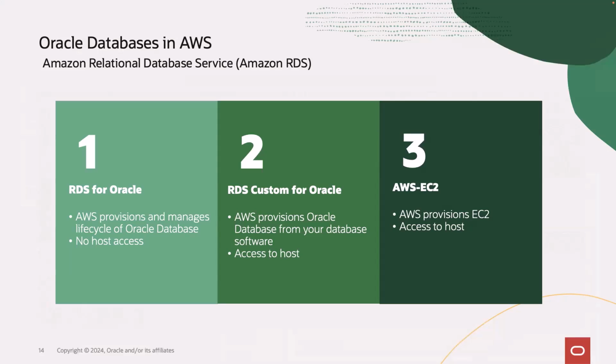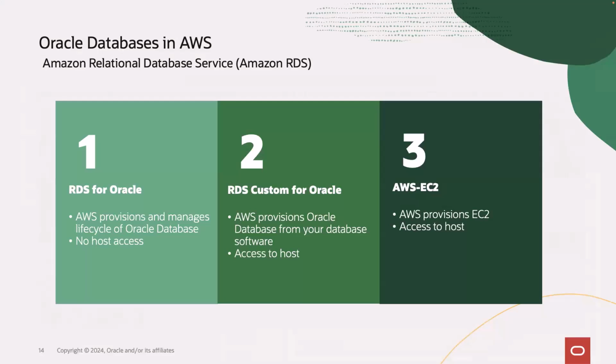The second option is RDS Custom for Oracle. AWS provisions the databases for you using the database software you provide along with the patches through the custom option. In this option, you will be provided with the underlying host access also, so you can deploy the agent or whatever tool is required. You have the access.